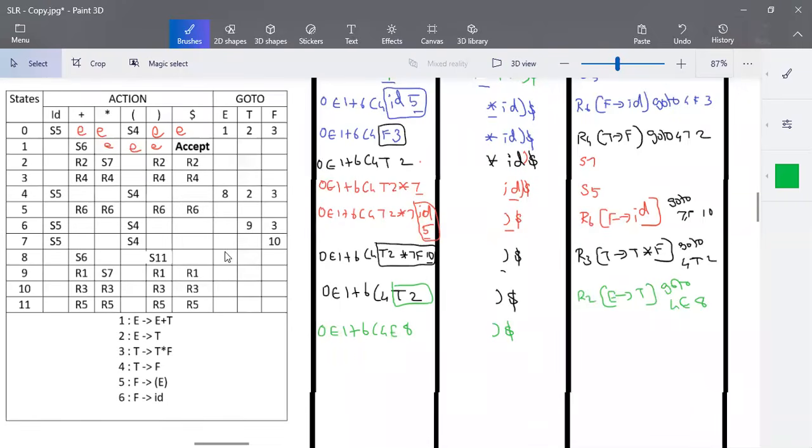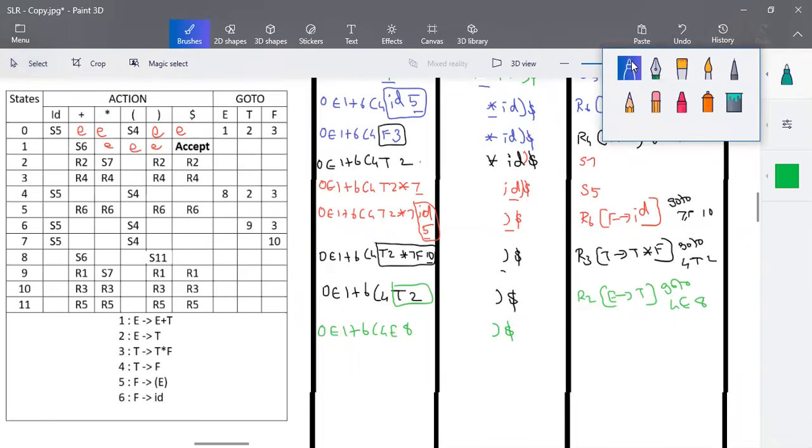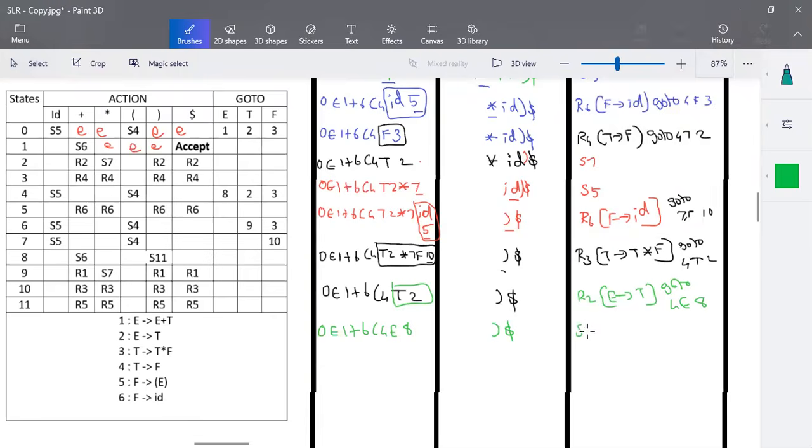8 comma close bracket consists of S11. So S11 means it is a shift operation and go to. Shift S11 means we are going to shift one element over here. So this 0 E 1 plus 6 close bracket 4 E 8 will remain as it is and we'll be shifting this close bracket into the stack, followed by moving to state 11. So the state 11 will be pushed into the stack.